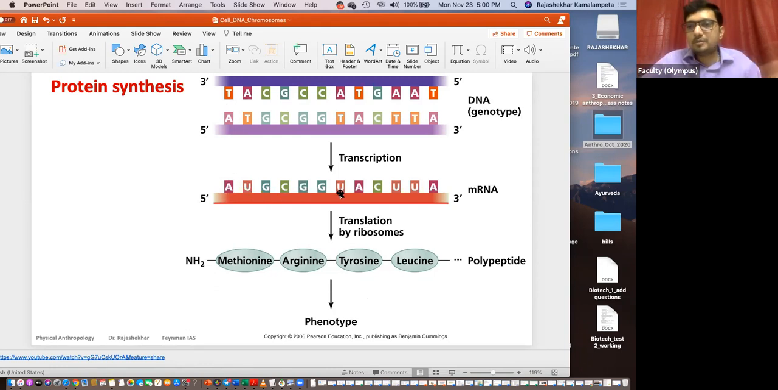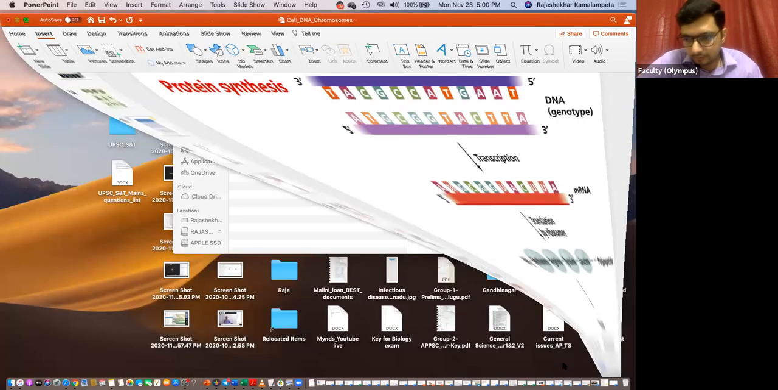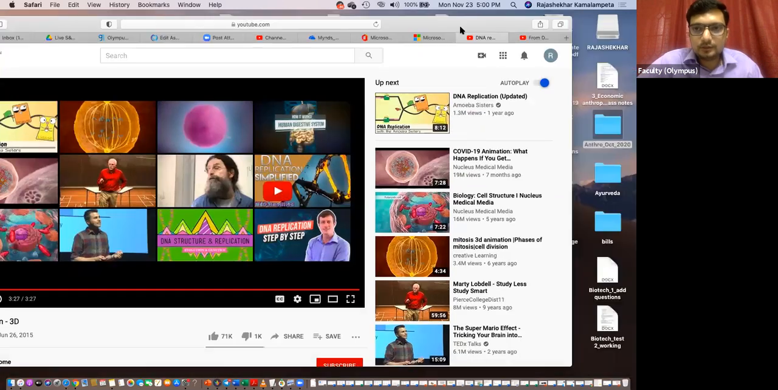What happens? The whole frame shifts. This is called frame shift mutation. We'll talk about that in polymorphism in a different class. Okay, right. So this is what protein synthesis is, which I wanted you to learn. So we have kind of figured out the majority of the things you need for this class. Okay, let's just finish this with the video.